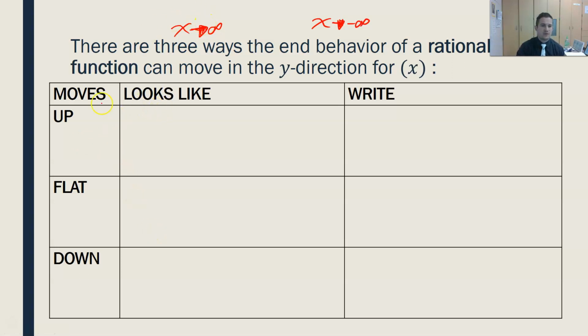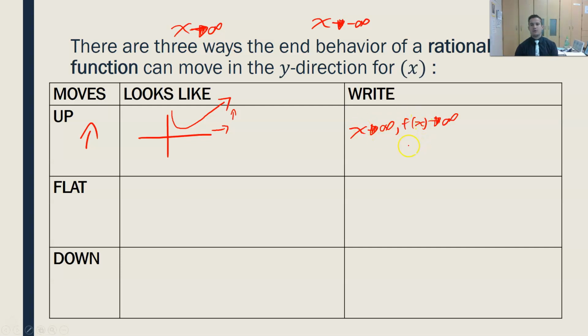So as x goes to infinity, y could move up. The graph could be pointing up. So that would look something like this. If I had a function like this that, as I went to the right, was going up forever and ever, that might be what it would look like. So I'd write, as x approaches infinity, f of x approaches infinity. If as x gets really big, y gets really big, this is what the end behavior would look like.